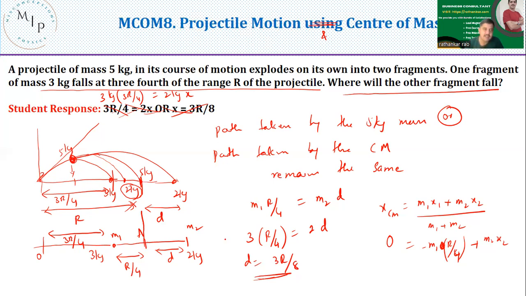Or you have to mention it will fall at a distance of r plus 3r by 8, which is equal to 11r by 8 from the origin. This was a JEE problem earlier. So there are 4 options given. I have not put the 4 options over here. So this is the way you need to mention. One of the options was 11r by 8. So this is your answer.